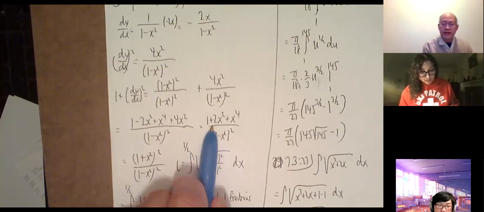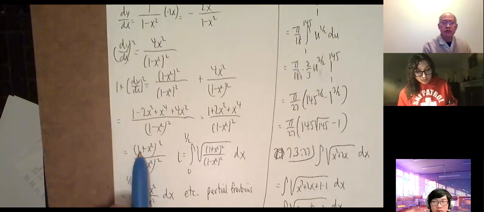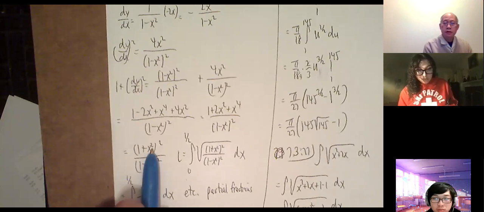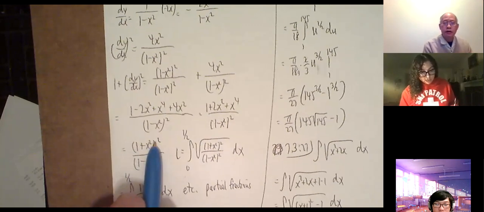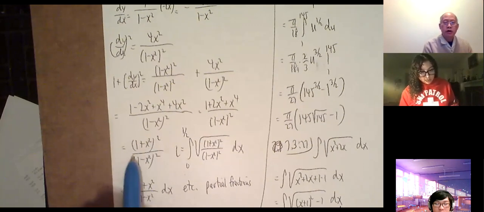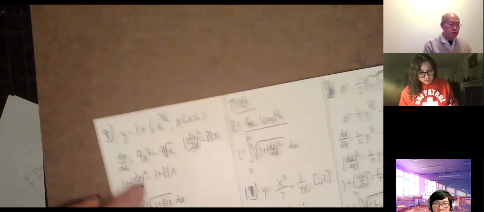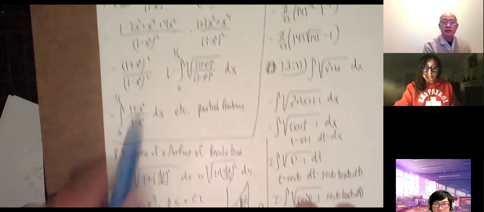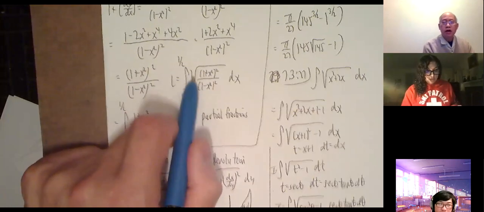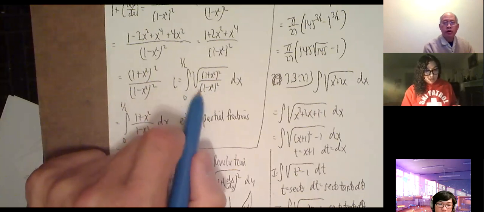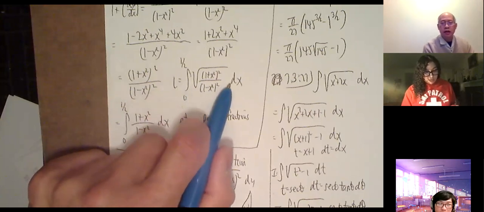which very conveniently factors back into (1 + x^2)^2, right? So one more time, this factors into (1 + x^2)^2. So I have (1 + x^2)^2 over (1 - x^2)^2. All of that goes underneath the square root right here. So it's going to come out nice. So arc length is the integral from 0 to 1/2 of the square root of (1 + x^2)^2 over (1 - x^2)^2. That's a lot of squares, I'm saying.